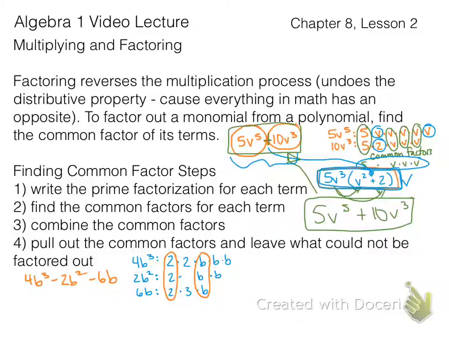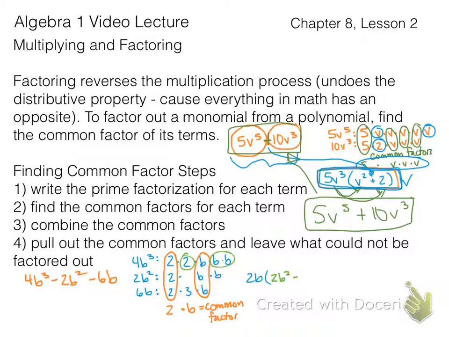We have 3 2's and we have 3 b's. That breaks down into b times 2, or 2b. So 2b is the common factor, and it's what I can pull out of all 3 of those terms. What's left over in the first term, though? If I pulled 2b out of 4b to the 3rd, I am left with 2b to the 2nd.